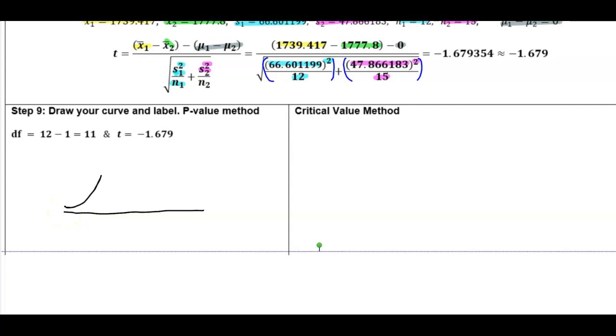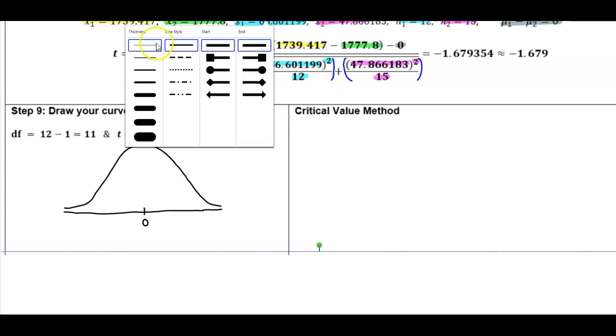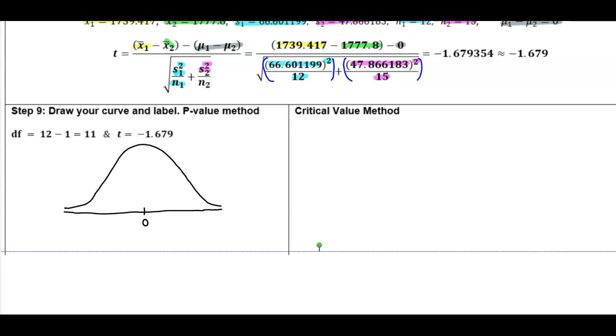Okay, and then label. So we draw our bell curve. We know that our mean is 0, and we know that our degrees of freedom is 11. Now let's put in our test statistic. It's a left tail, so it's going to be on the left side, and our test statistic is negative 1.679.